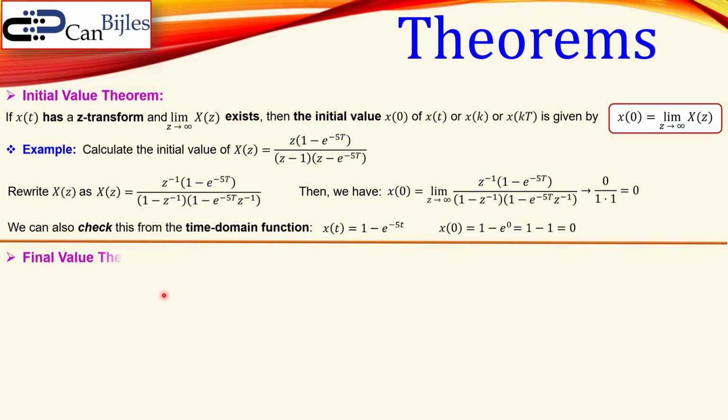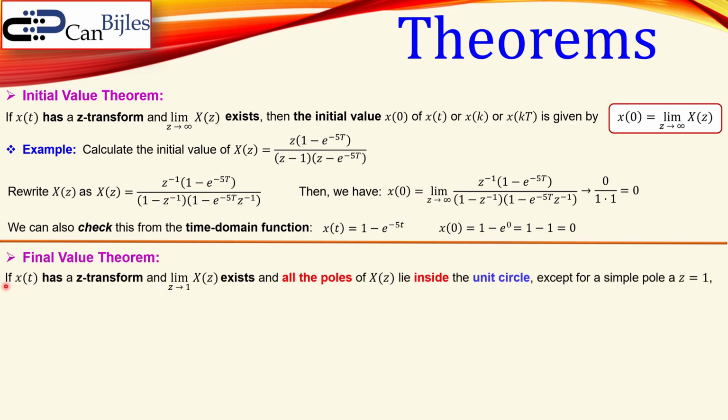Let's also look at the final value theorem. That is defined as follows: again, our time function has a z transform, and the limit exists. In this case, the limit goes to 1. And all poles of that z transformed function lie inside the unit circle. It's like in the Laplace domain, where we need to have all our poles in the left half plane. That is a similar condition here, but then we have a unit circle, which is our boundary, except for simple poles. So if you have a pole at z equal to 1, just one pole, that is possible.